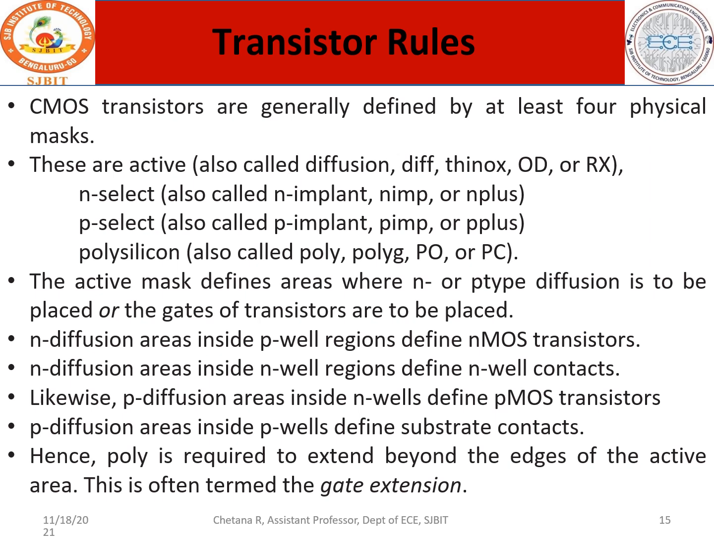Diffusion is done. N diffusion areas inside the P well regions define NMOS transistors. Very much fine. In the P well, you have to have diffusions of N type. That is how you have NPN transistors. And similarly, N diffusion areas inside the N well regions define N well contacts. And vice versa. So poly has to be extended, and this is often called gate extension.